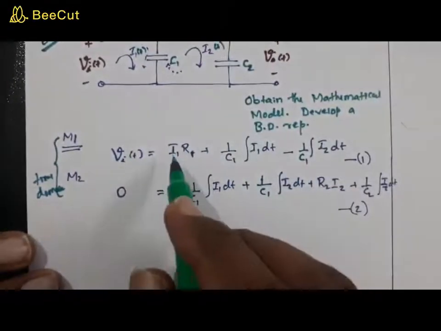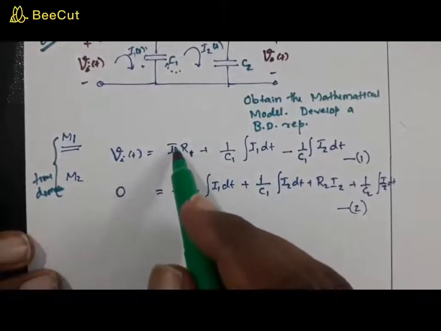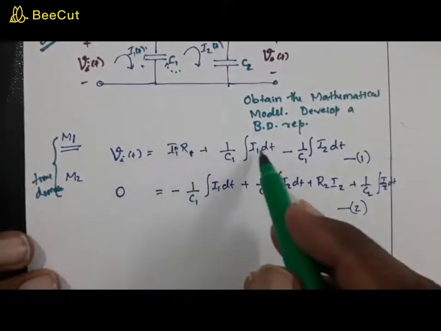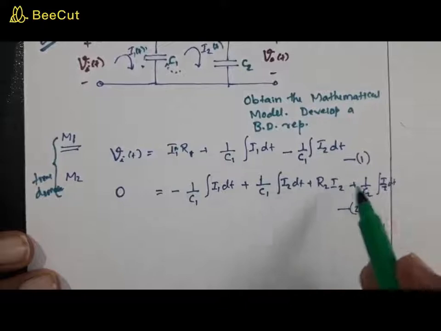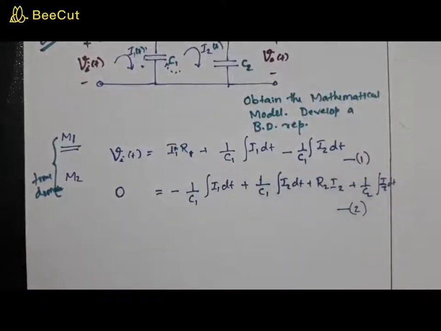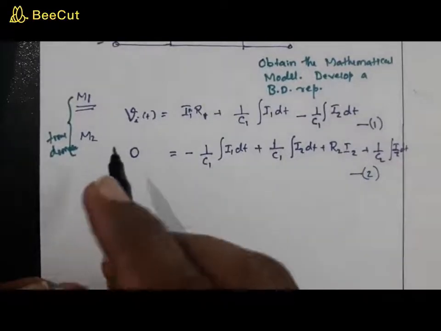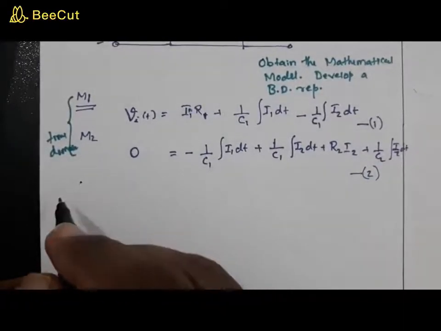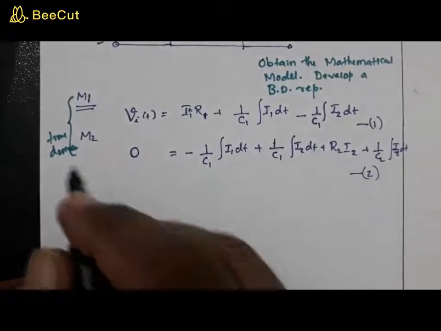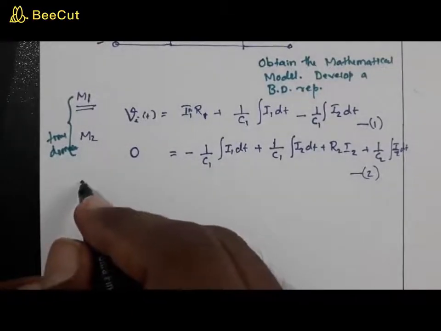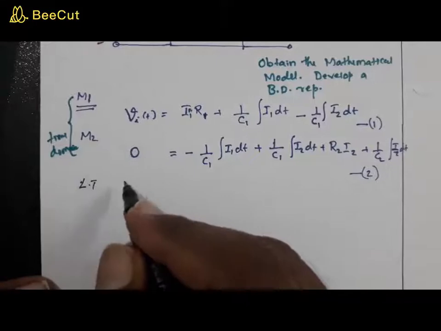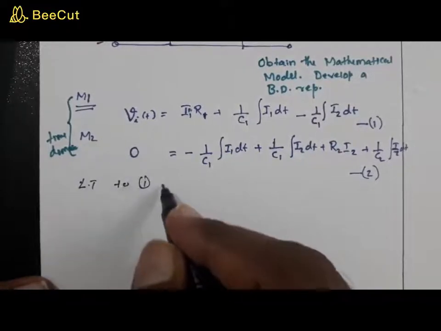So when you write the notes, you may just write this as I1 of t and replace this as I1 of t, I2 of t. So it is obvious that these are all functions of time. Okay, now coming to the next part, you are to write the equation in the frequency domain. So what you need to do is apply Laplace transform to 1 and 2, right?